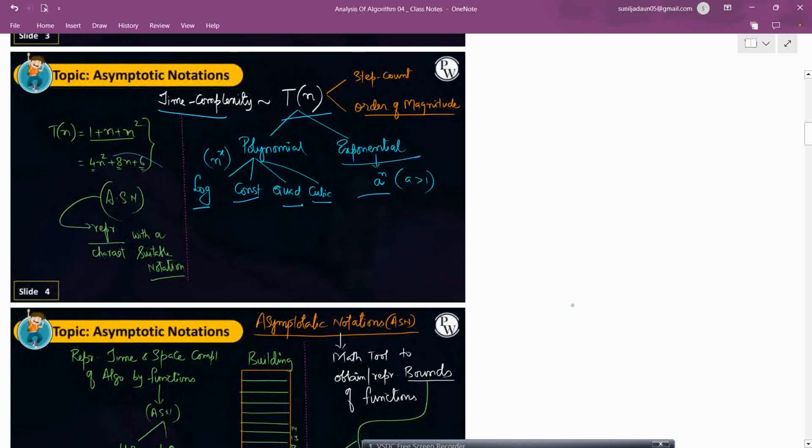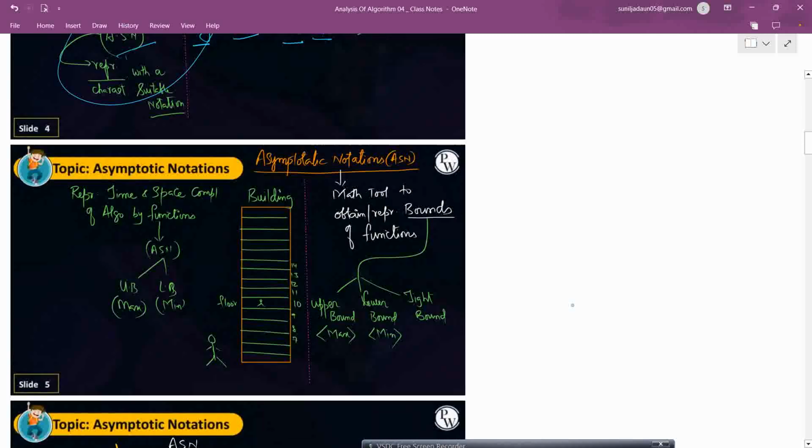So to represent these asymptotic notations, we use asymptotic notations. Asymptotic notations are a math tool to obtain or represent bounds of functions. Upper bound is the max, lower bound is the minimum, and then there is the tight bound, which we will see later. We represent the time and space complexity of an algorithm by functions, which is what asymptotic notations do.